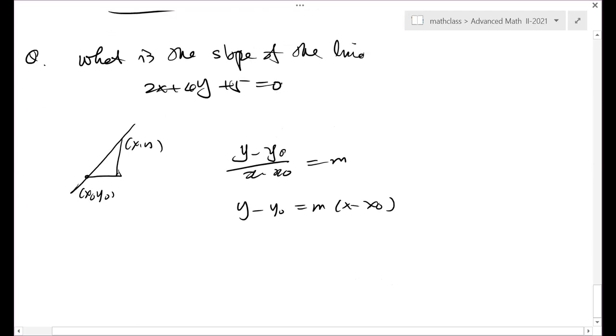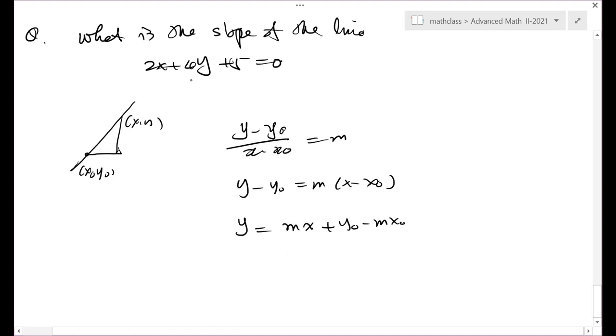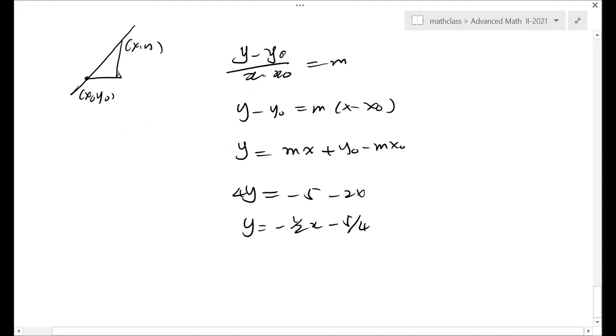So you can see that y equals mx plus y naught minus mx naught. So if you get an equation like that, and I want to compare it with the equation in general form. The equation in general form is 4y equals -5 minus 2x, divided by 4, so y is -1/2 of x minus 5 over 4. So that means you compare those two, you see the slope is always equal to 1/2.